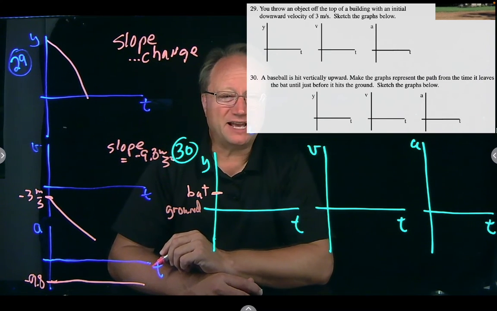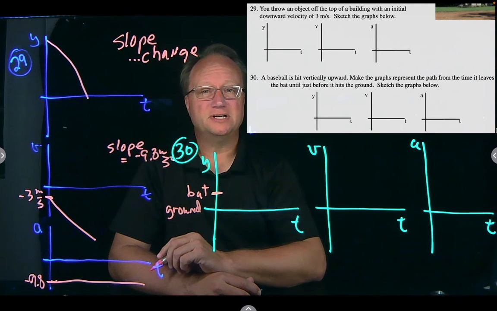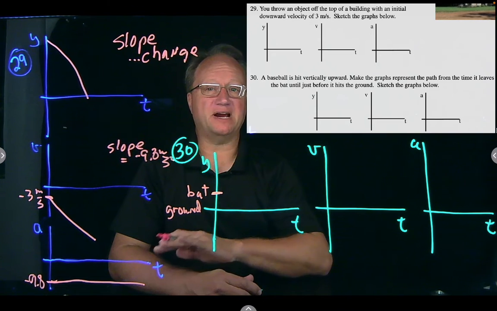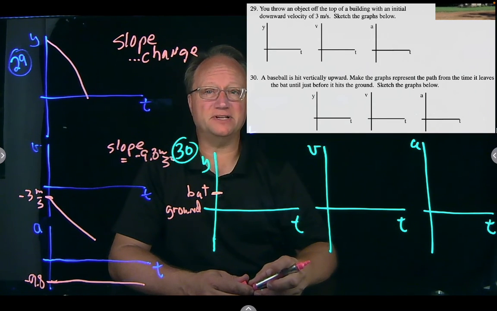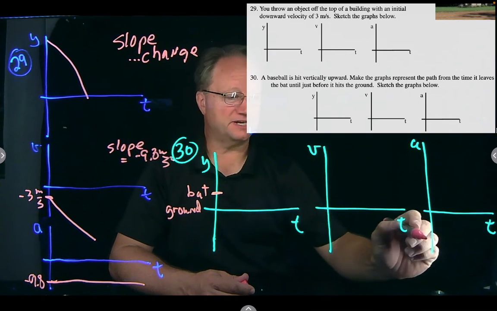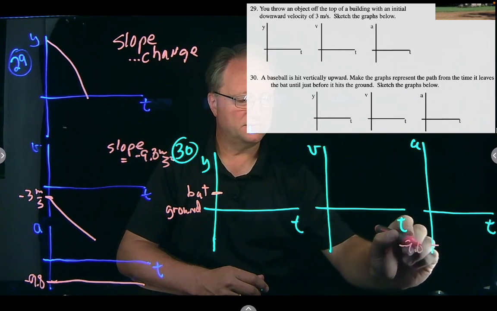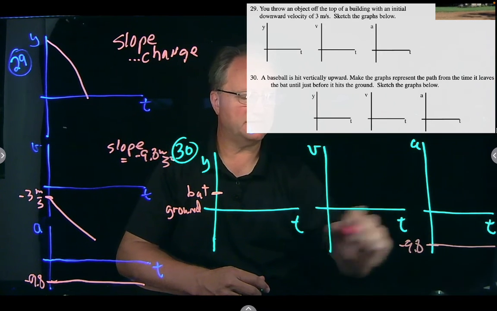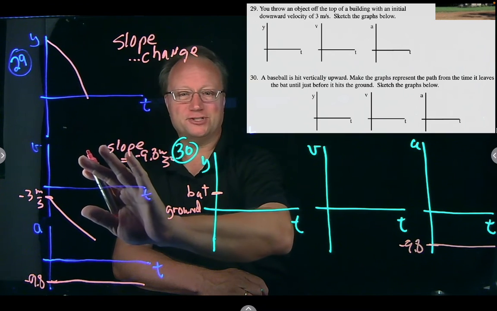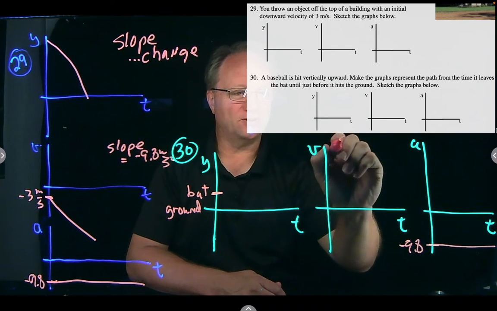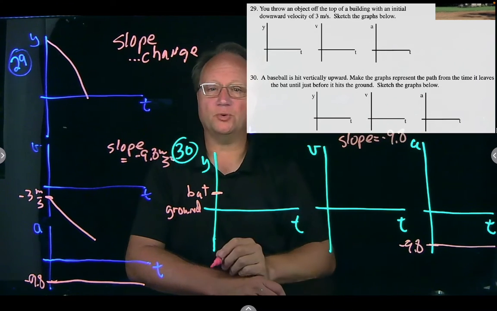We're not given any specific numbers, but we do know it's in free fall motion. Going up, going down, the top of the path, the whole way after it leaves the bat, the only thing acting on it is gravity. And so then our acceleration, just like the first situation, is a horizontal line at negative 9.8. Just like the first situation, our slope of the velocity is going to be negative 9.8.